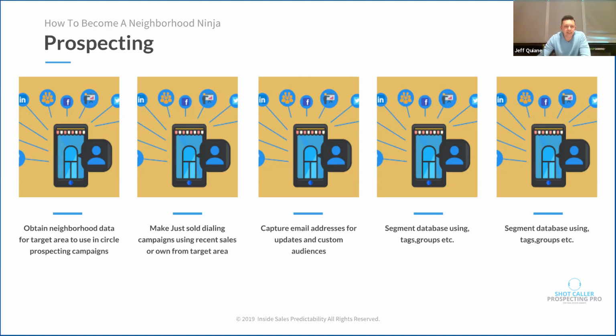Make just sold dialing campaigns using recent sales of either your own or others into the target area. So if I just sold 123 Main Street, we all know that we can make a call saying, I'm reaching out to folks because we just recently sold 123 Main Street. It's down the road from you. You know, when homes are priced right and staged correctly, they're flying off the market. That being said, we have some buyers that are still looking for properties in the area. You happen to know anybody who might have thoughts of making a move, something along those lines.